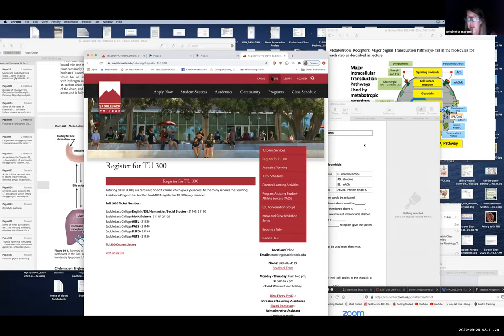Then you'll go up to your MySite, and you just register for the class. You have to be registered in TU300 to access tutoring. It's free. It does not affect your grade in any way. You can sign up for the class and never even come. It won't affect your grade in any negative way. I sometimes hear students say, oh, I'm afraid to sign up for that, and what if I don't come, and what if nobody knows? This service is just here to provide you with free tutoring. And that's it for the tutoring. So I hope that was short enough for you.